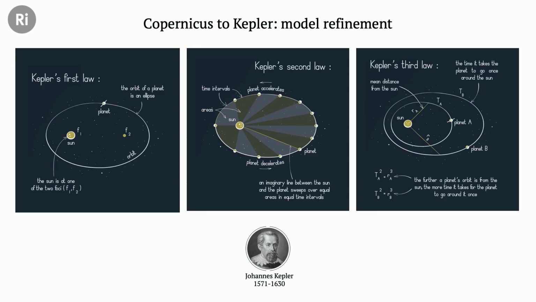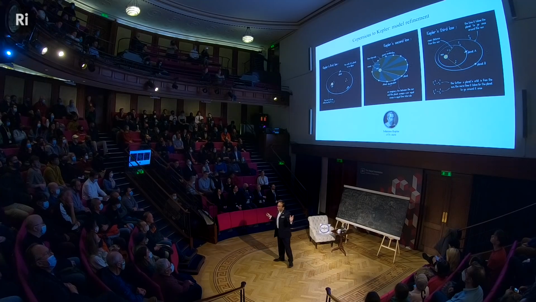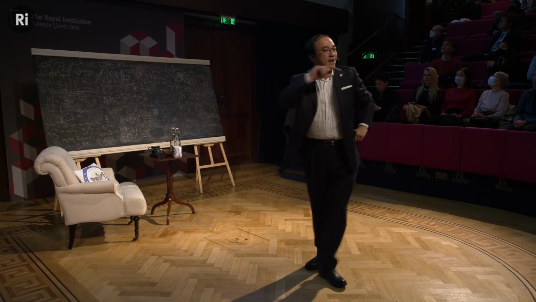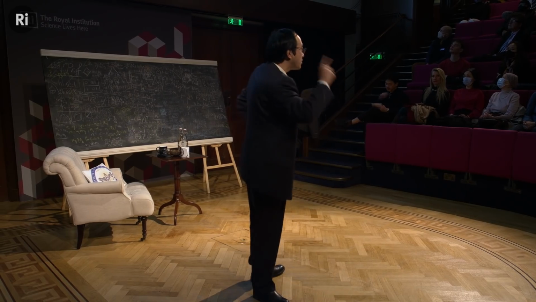In the parlance of modern data science, this is called a model refinement. Okay? It's kind of interesting. They certainly did not use these words. Right? But this is still unsatisfying. Can we do better than to model the universe? Can we explain the universe? Can we derive the universe?